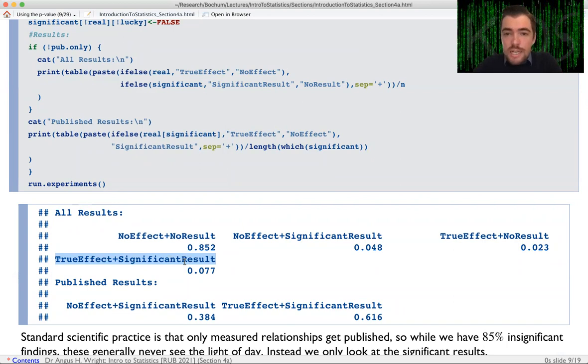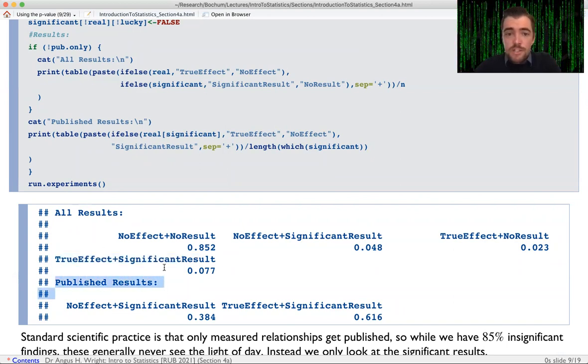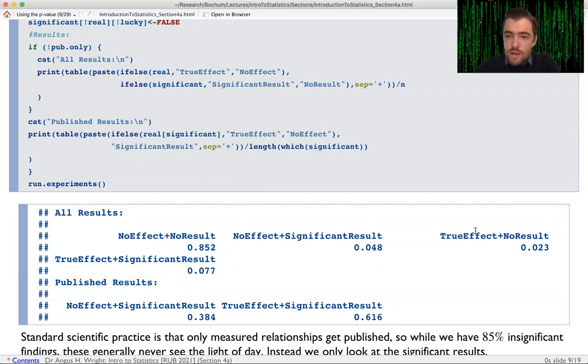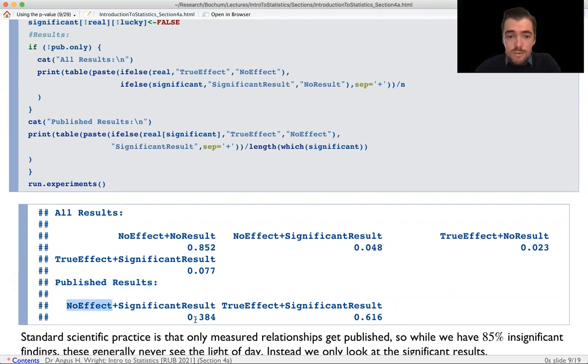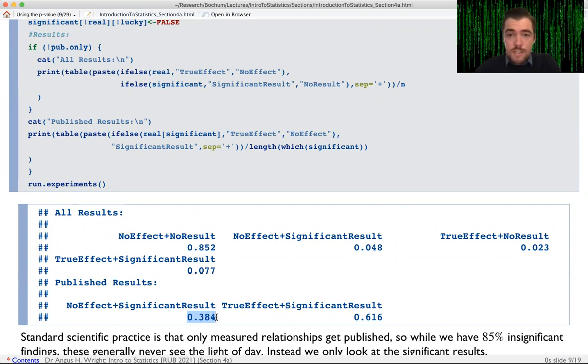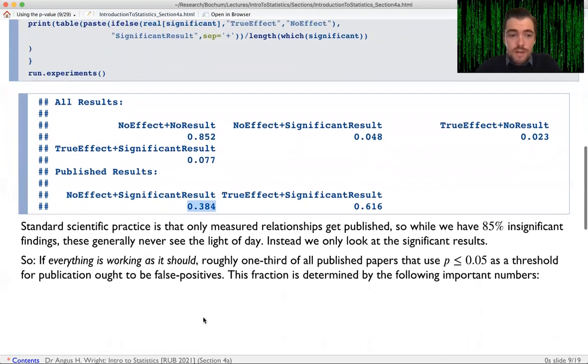Now, we're only interested in the things that actually make it to publication. And so if you ignore the things that end up in the trash, so the no results, this one and this one, then what you end up with is the fraction of published results that have no underlying effect, but get published as if they do. And it is 40%, given the set of observations, given the set of statistics and things that we have used.